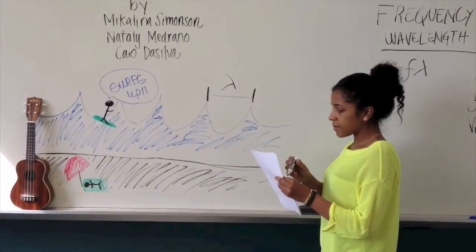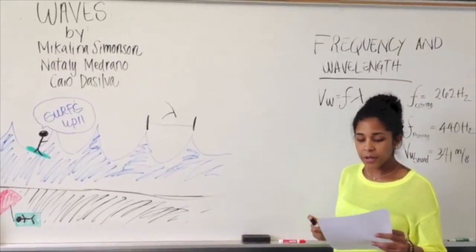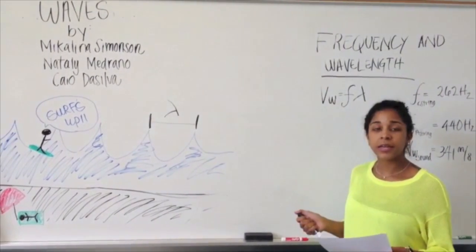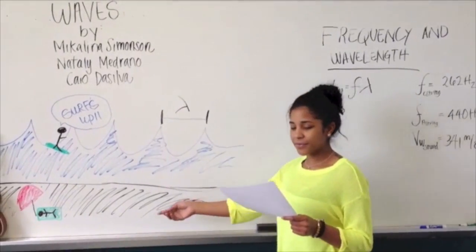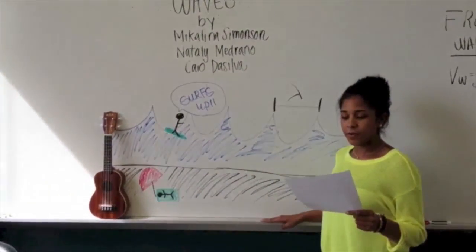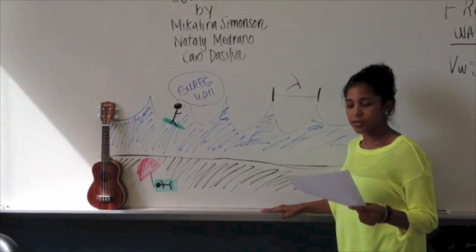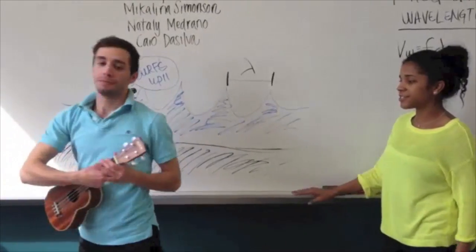Frequency is the number of times something vibrates in one second. And in sound waves, it is perceived as pitch. Pitch, frequency, and wavelength all correlate with each other. Take this ukulele, for example. The different frequencies are created by tightening or loosening the strings, which causes them to vibrate faster or slower. Notice the different pitches.